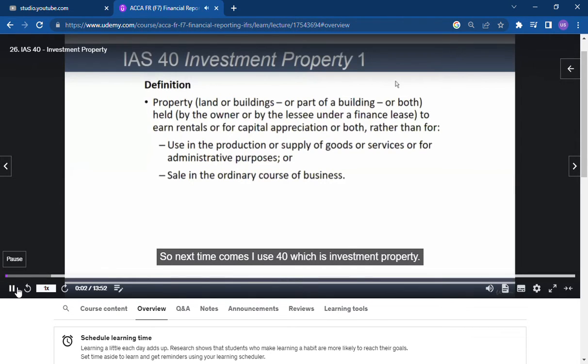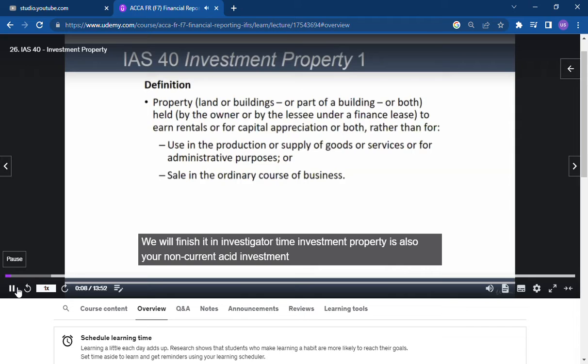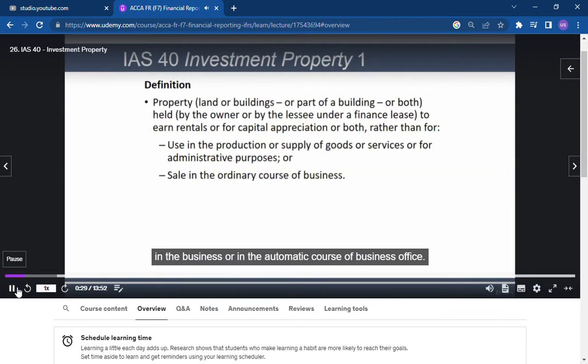Next comes IAS 40, which is investment property. It's a short standard. We will finish it at a later time. Investment property is also your non-current asset. Investment property is usually a property, land, or building, or both, which is held by the owner or by the lessee under a finance lease to earn rentals or for capital appreciation or both, rather than for using in the business or in the ordinary course of business or for sale.